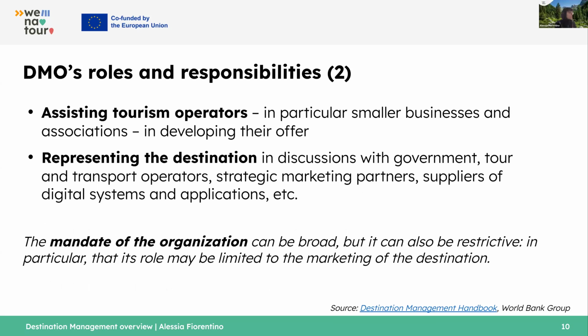Another role that DMOs have is assisting tourism operators, in particular smaller businesses and associations. Sometimes smaller businesses is all that a destination has. There are some destinations where there are no big chains, for instance. So it's a complex task of assisting them and coordinating them. For example, they can offer training or support with digitalization, and they work with operators on what is called the tourism product. We will see that later.